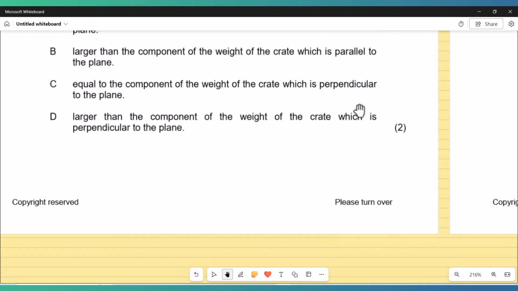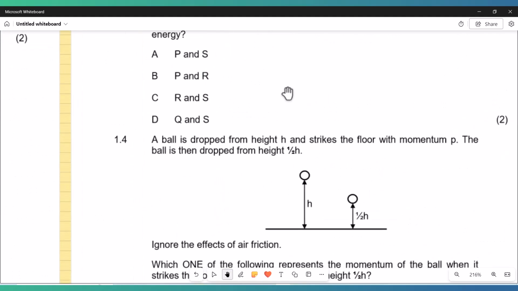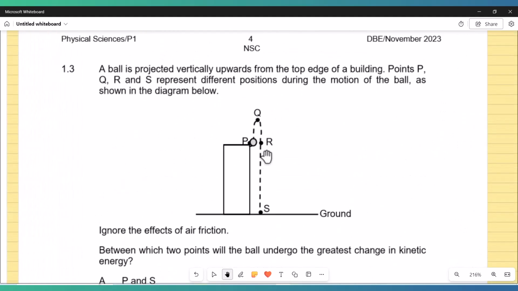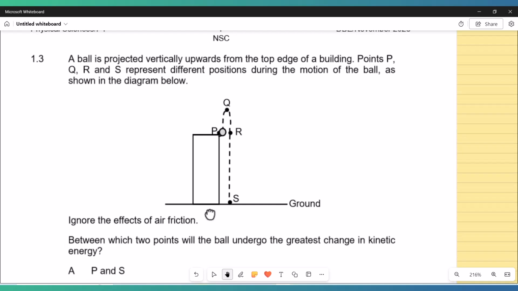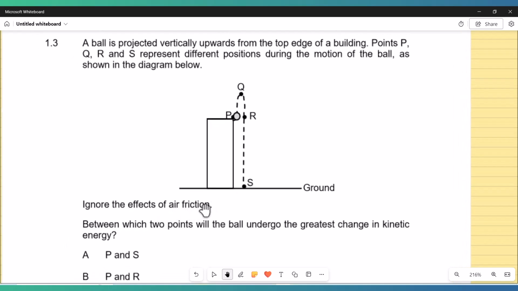Next question, 1.3. They say that a ball is projected vertically upwards from the top edge of a building. Points P, Q, R, and S represent different positions during the motion of the ball, as shown in the diagram below. So this is point P, point Q, point R, and S down here on the ground. They say ignore the effects of air friction.